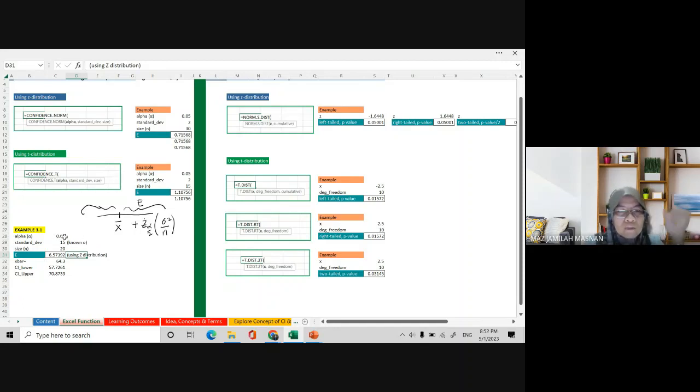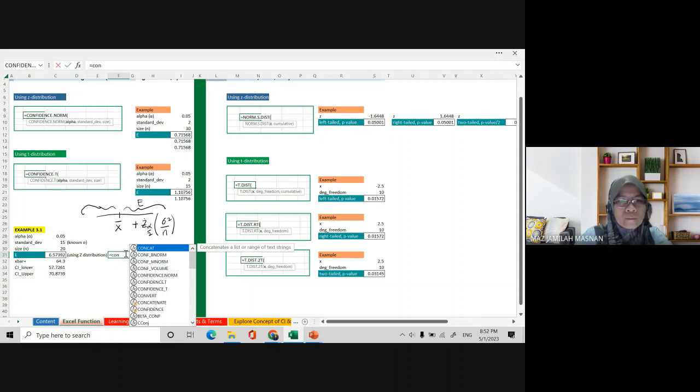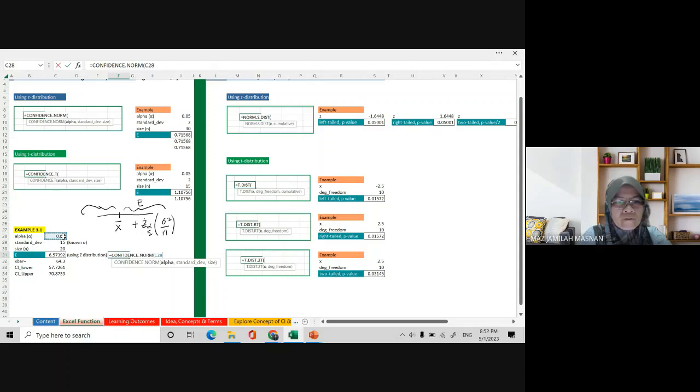In this case, we have alpha 0.05, standard deviation 15, and sample size 20. So calculate the margin of error. Can you repeat again somewhere in the empty cell before we can calculate the CI? If I were to do it again, I use CONFIDENCE.NORM, and then I have my alpha, my standard deviation and sample size. Enter.